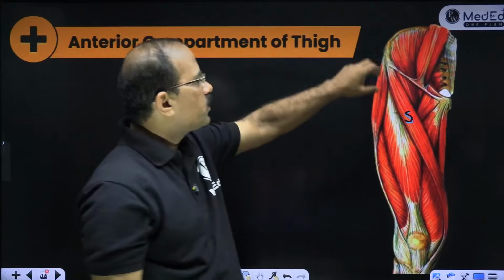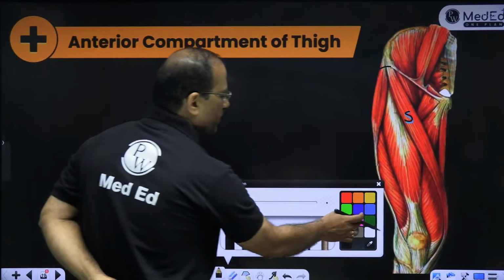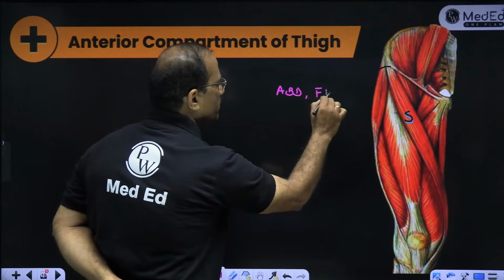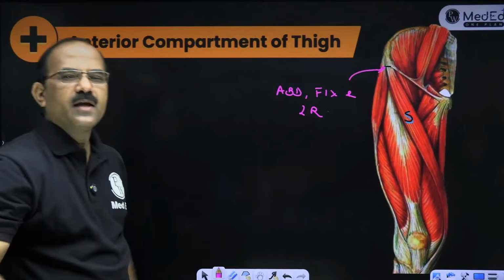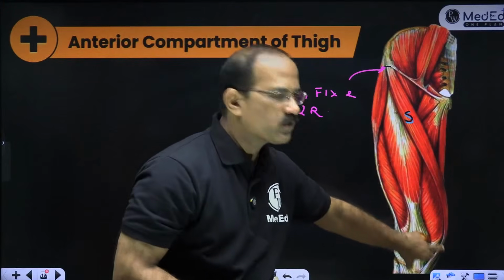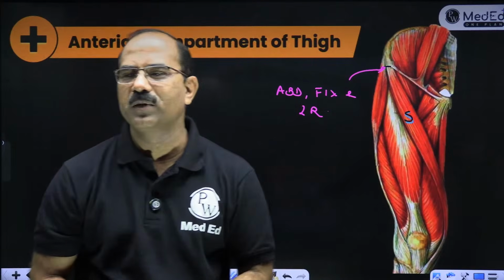Fine. So what is the action of sartorius on the hip joint? Sartorius का action is what? On the hip joint, it is abduction, flexion and lateral rotation. Knee joint पे action क्या होगा? Flexion and medial rotation.